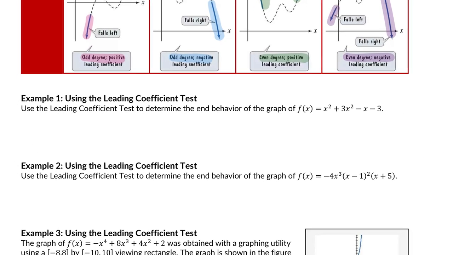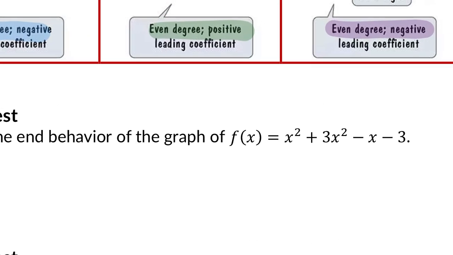Example 1 says use the leading coefficient test to determine the end behavior of the graph. All I need to do is identify the leading term, and I think there's a typo here. This should be a 4. Oh my goodness. This should be a number 4. Which means that our leading term here, our biggest exponent, is this one.